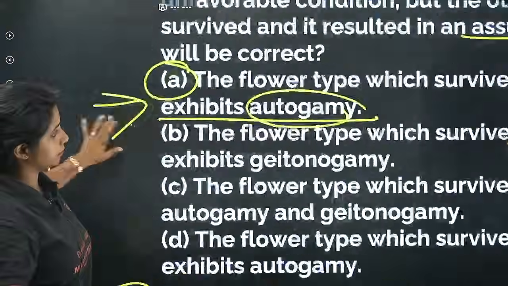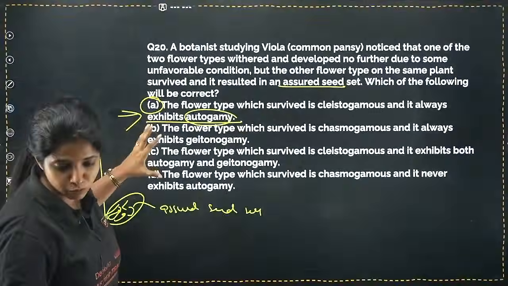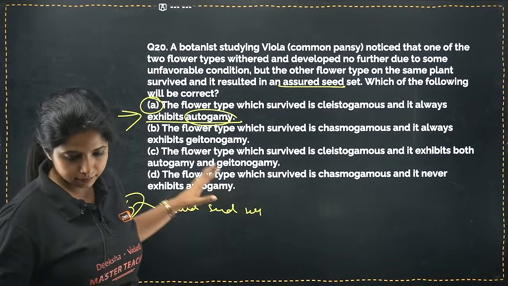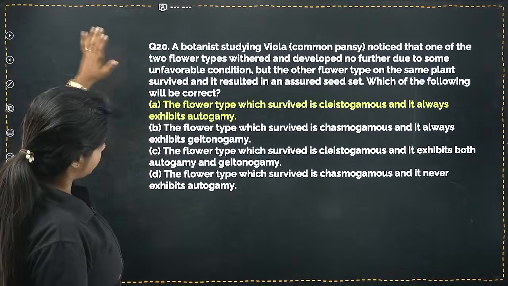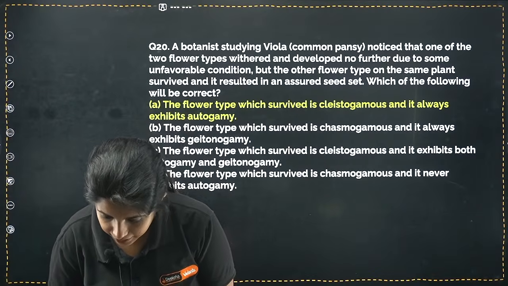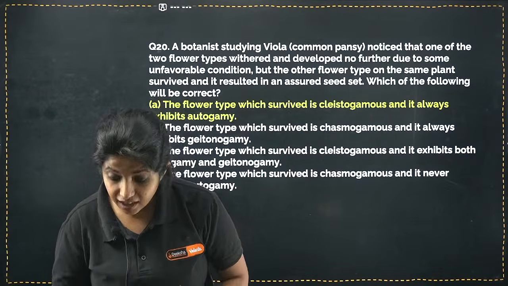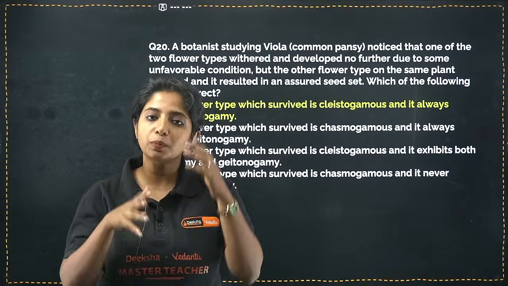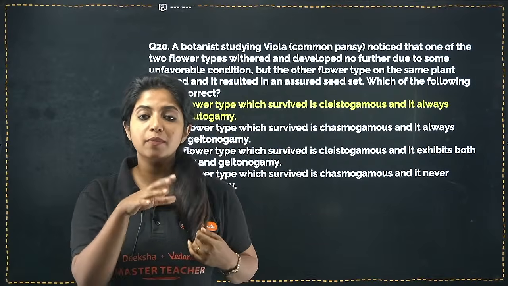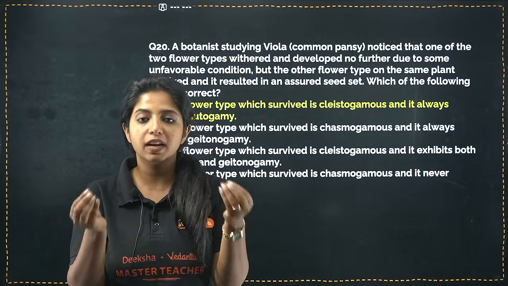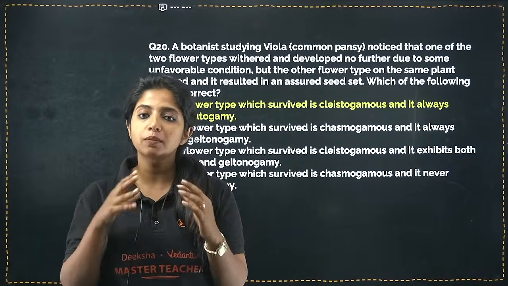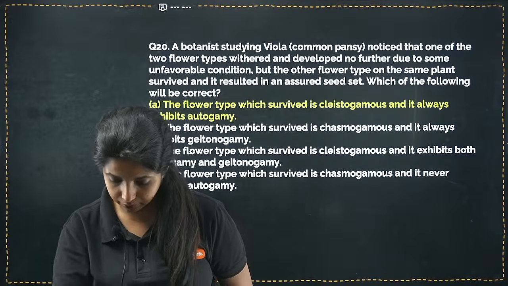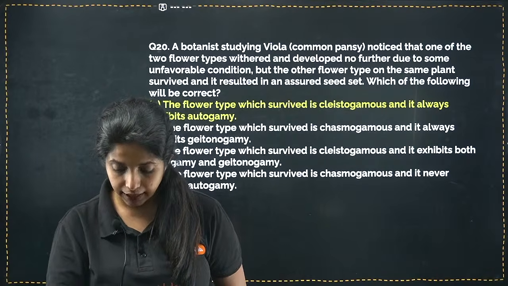Assured seed set means anyway, whatever you do, seed is going to be formed. That is what you mean by assured seed set. Multiple seeds are going to be formed there. How is seed formed? With the help of fertilization. How is fertilization happening over here? Because of autogamy, self-pollination. Okay? Clear?